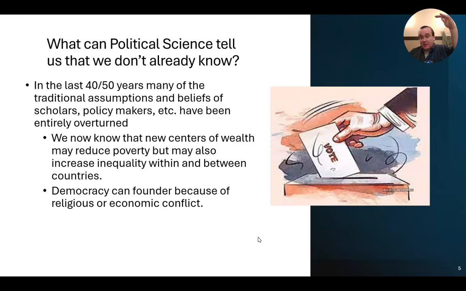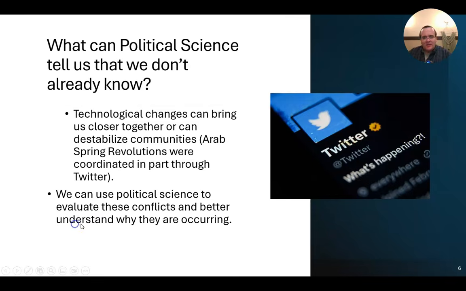If the rich keep getting richer and the poor keep getting poorer, if there's a class divide, like what we're seeing in the United States now with a disappearing middle class, it can lead to something. Not necessarily, but it can. Democracies can founder, like I said, because of that. Religious conflict, maybe not so much in the West anymore, or economic conflict, certainly. Technological changes can bring us closer, can destabilize communities.